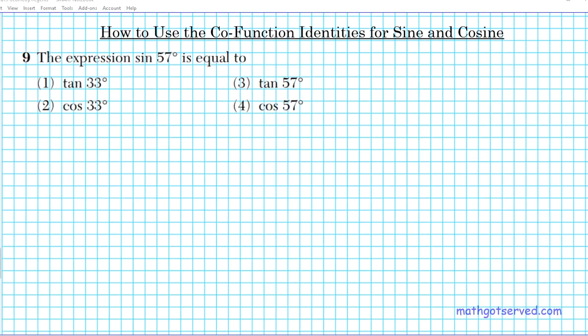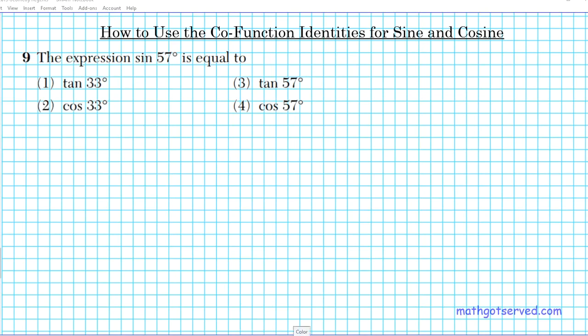All right, let's take a look at question number 9. In question 9, we're going to be assessed on how to use the cofunction identities for sine and cosine. Question 9 reads, the expression sine 57 degrees is equal to, so which of these is it equal to?